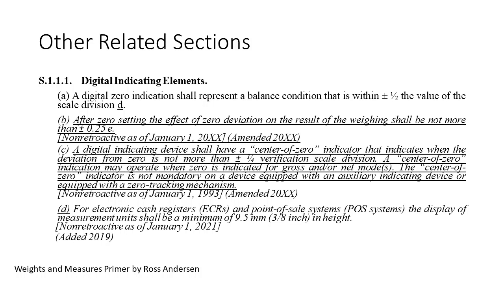E of zero. Here's the proposed revision to S111, but not showing the text removed. Essentially, the B section is repealed and split into two new sections. The new B requires zero setting to be accurate within 1/4 E. The language is taken verbatim from R76. The new C requires a center zero indicator with two exemptions. No center zero indicator is required if the instrument has either an auxiliary indicating device or a zero tracking device. The proposed language is very close to R76. This concludes the tolerance issues.